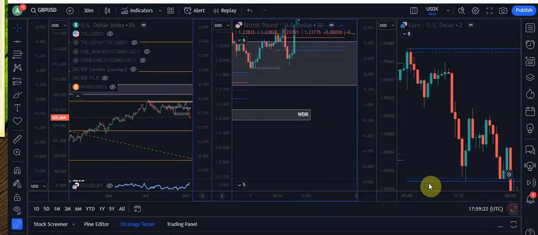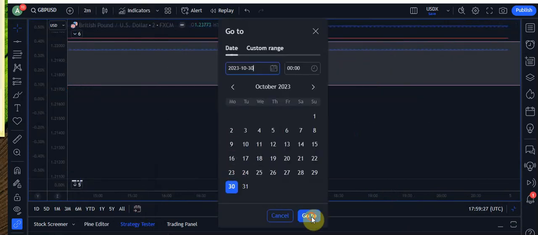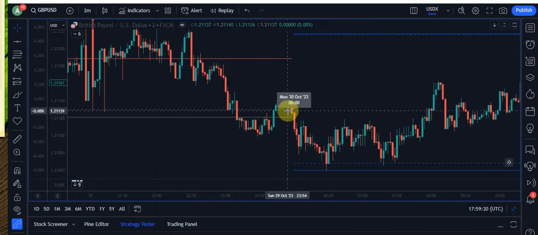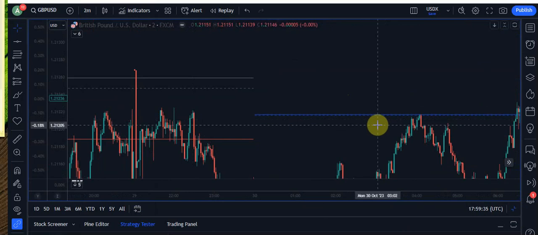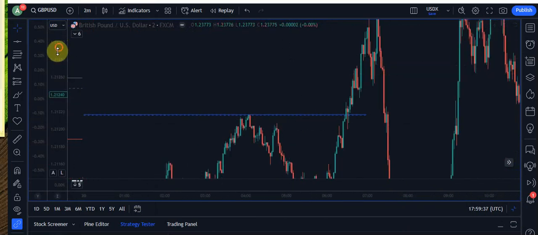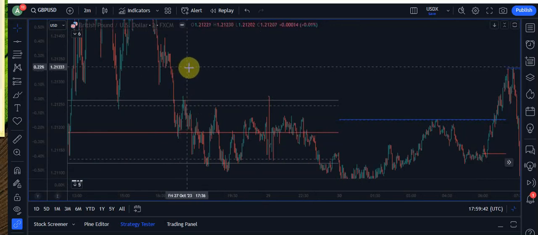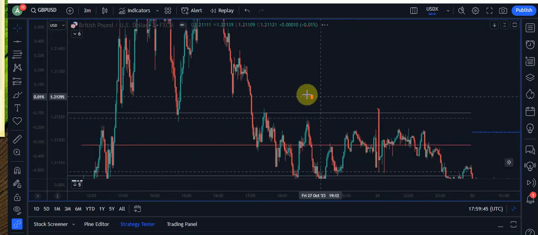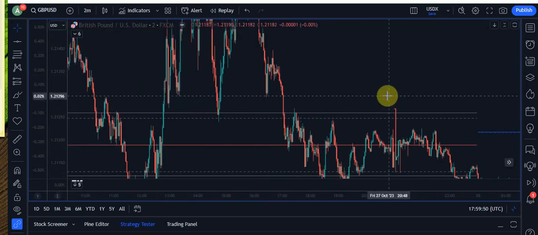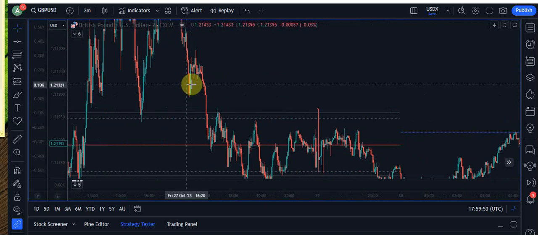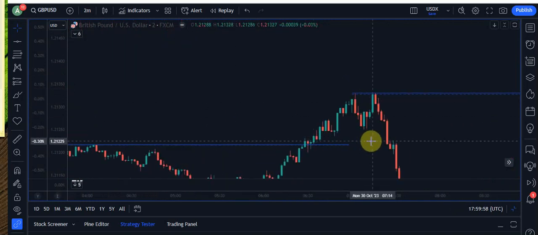Then let's have a quick look at the GU. So I'll go on the 2 minute, same time, Monday. Alright, so this is Monday. That's your Asian range. This is that move up, and that's coming right into this fair value gap here. Look where it stops. It stops pretty much exactly there. So it's good enough, it's closed the fair value gap. This is an order block. So we've got to wait for a break of structure on the 2 minute.